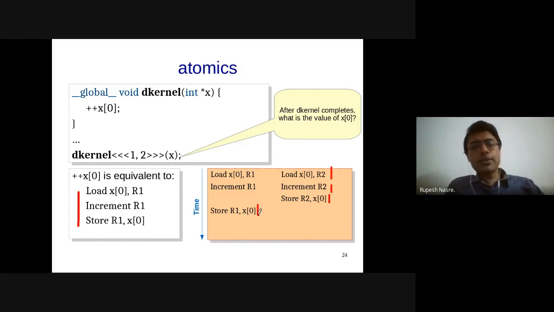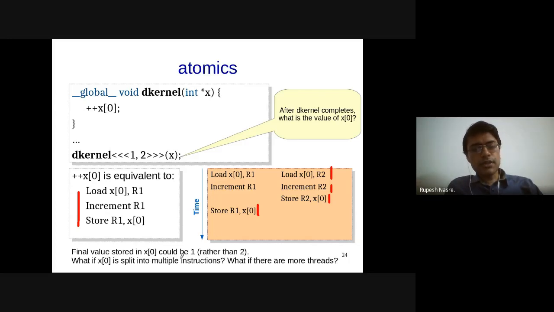Or if it so happens, definitely the value of one is possible even if they execute in lockstep manner. But if they happen one after the other in any order, then also there is a possibility that you might get 2 as the answer. So definitely there is a possibility of a data race here, right? If the operation is not atomic. Yeah, so that's what we are mentioning here.